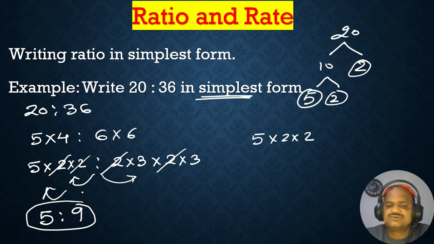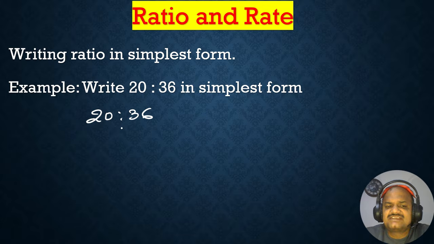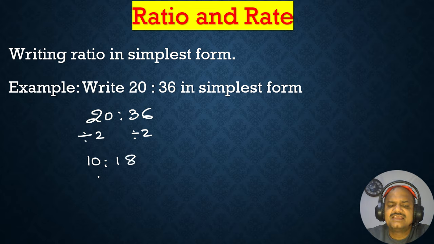Okay. Another way to solve this question is, for example, suppose you have 20 ratio 36. Now can we see some same numbers which can divide both sides? It means a number which can divide 20 and also divide 36. So what you can do here, you can divide both sides by 2, right? So 20 divided by 2 is 10, 36 divided by 2 is 18.